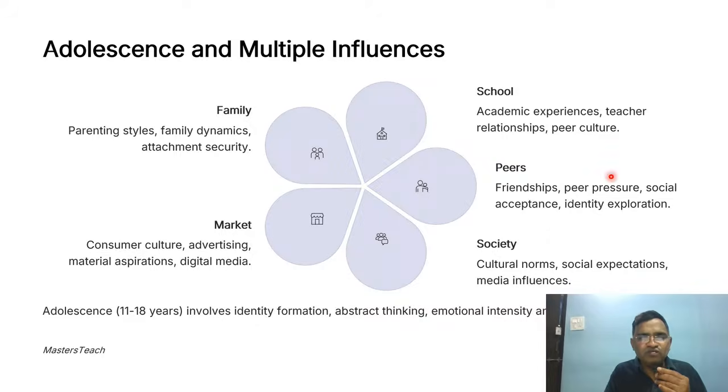Whereas peer culture influences adolescents through friendship, peer pressure, social acceptance, and identity formation. Society includes cultural norms, social expectations, media, and influence. Market influence includes consumer culture, advertising, material expression, and digital media. Adolescence happens between 11 to 18 years, mainly the teenage years. It involves identity formation, abstract thinking, emotional intensity, and transition to adulthood.